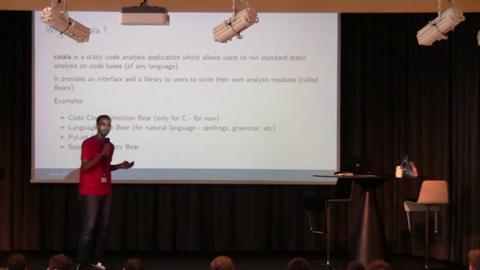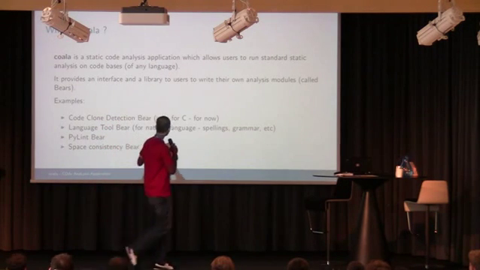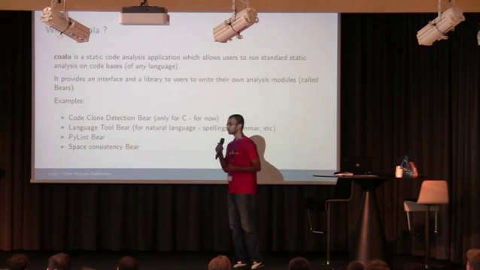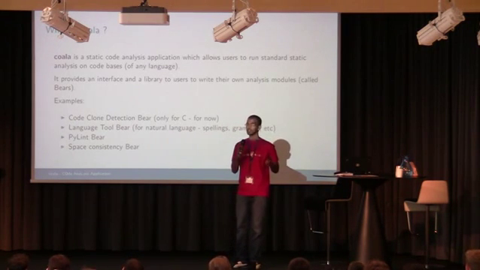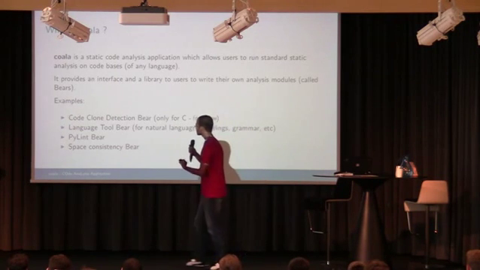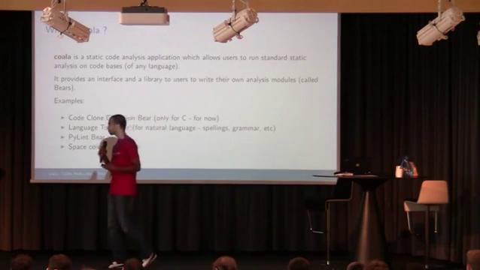We have some inbuilt bears in Koala already. For example, the code clone detection, which is currently only for C. The language tool bear, which helps you find out grammatical errors in your comments and markdown files. Pylint for Python files, and space consistency for tabs, spaces, and so on.